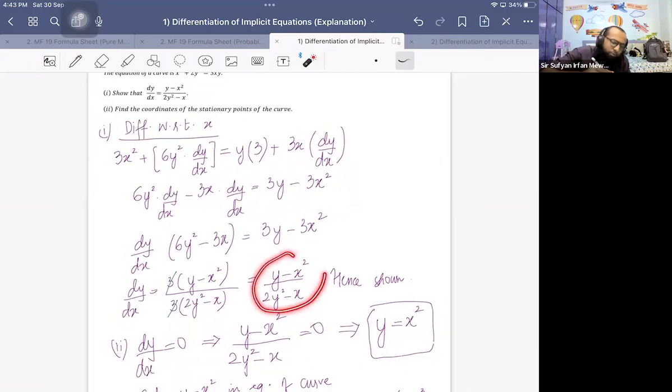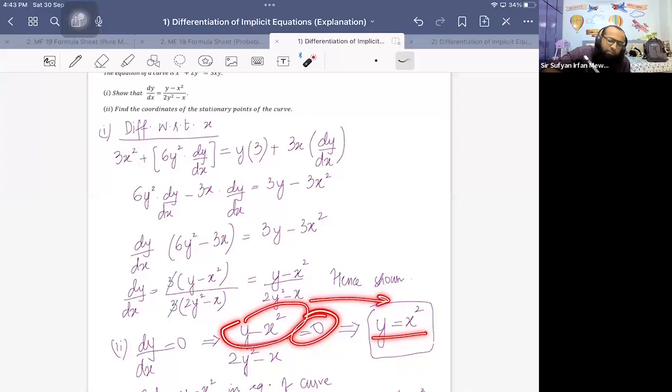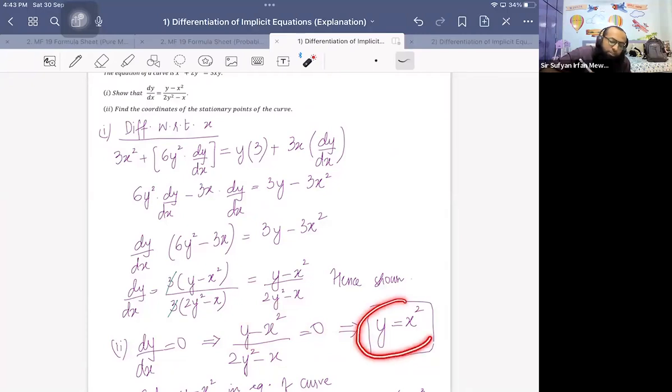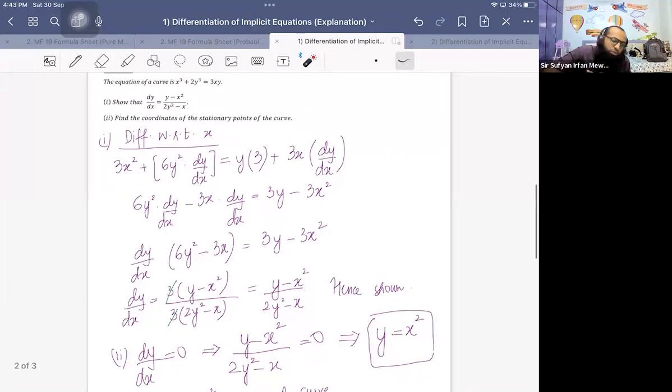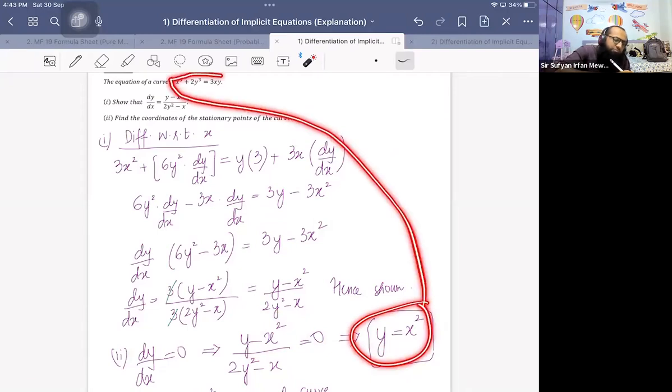y minus x squared upon 2y squared minus x equals 0. Of course, the denominator being cross multiplied becomes 0 and we'll get y minus x squared equals 0, and ultimately y equals x squared. Then after that, we have not been able to get the coordinates. So this is an equation, and we are going to solve it simultaneously with the original equation that we have been given.